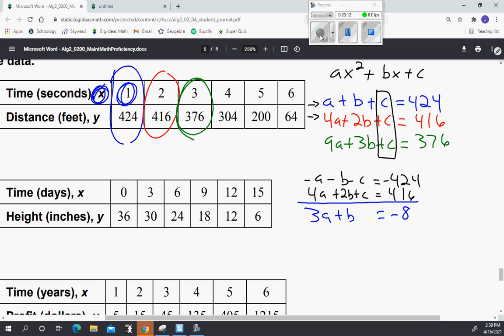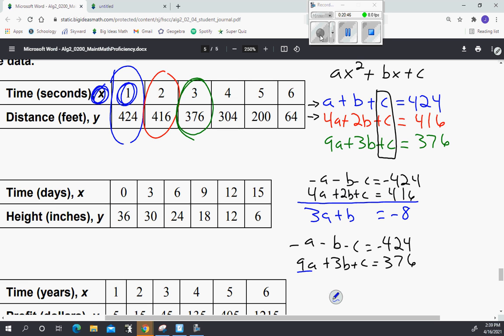Okay. And it's just like what we learned before, right? We didn't use this bottom equation, so we have to use it now. I'm going to use the same thing, negative a, negative b, negative c equals negative 424. But I'm going to bring down this bottom equation now. 9a plus 3b plus c equals 376.